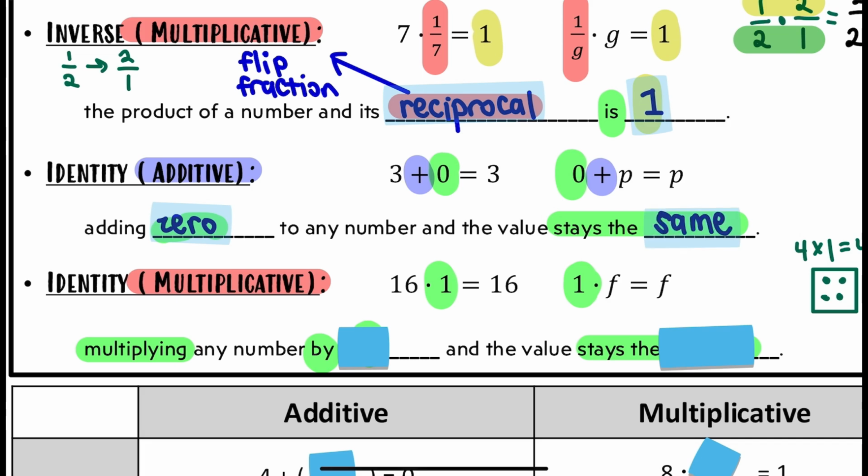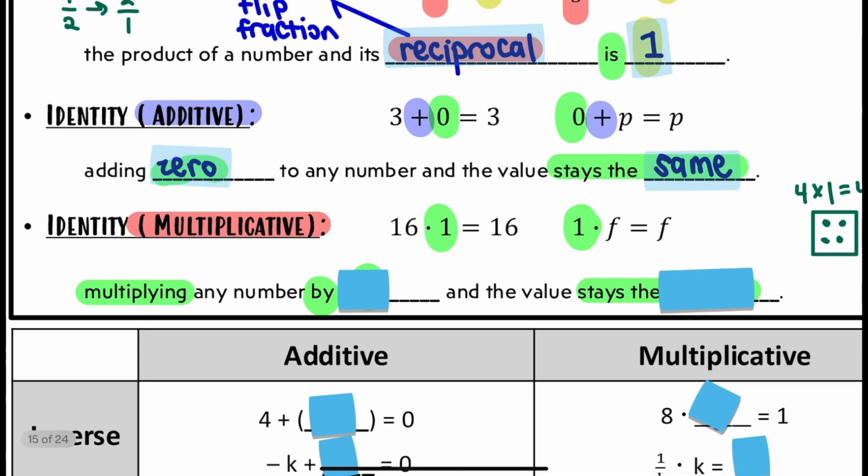The additive identity property states that adding 0 to any number and the value stays the same. So whenever you add 0 to a number, the value stays the same. That's because when you add 0, you are adding nothing. So 3 plus 0 is 3. 0 plus p is p. 0 plus x would be x. Adding 0 does not add any value to a number.